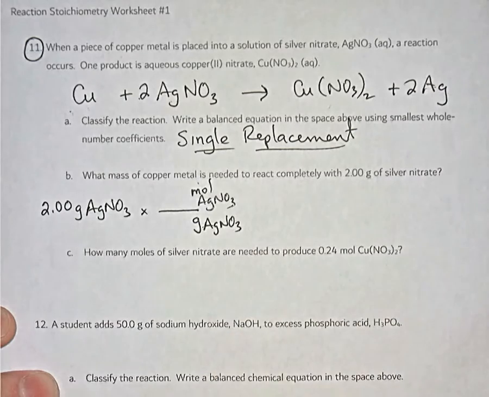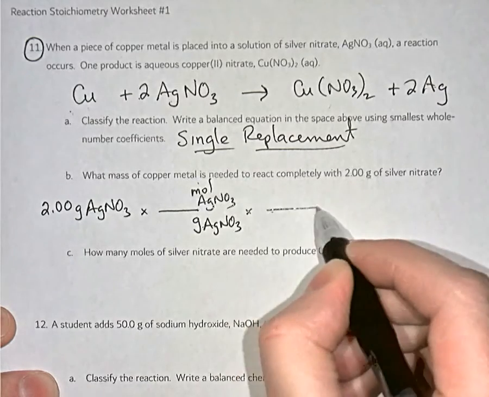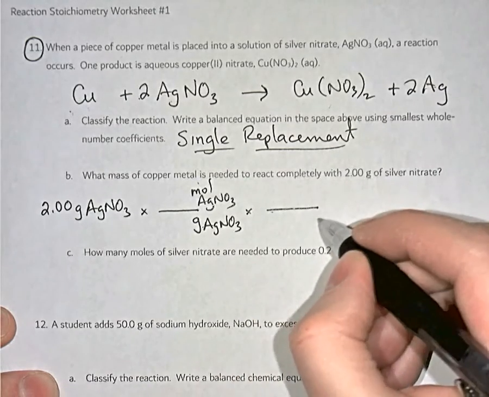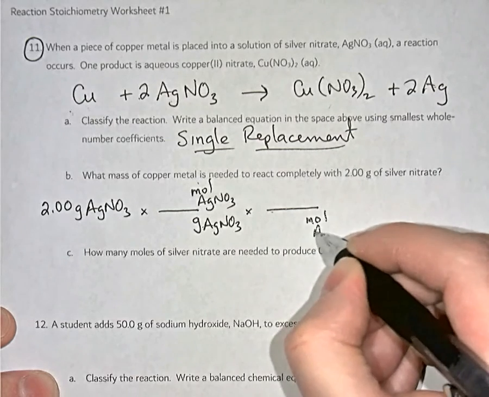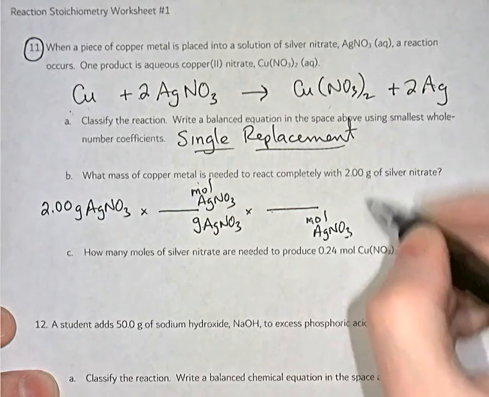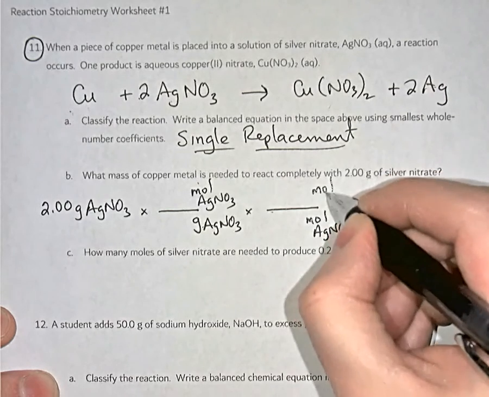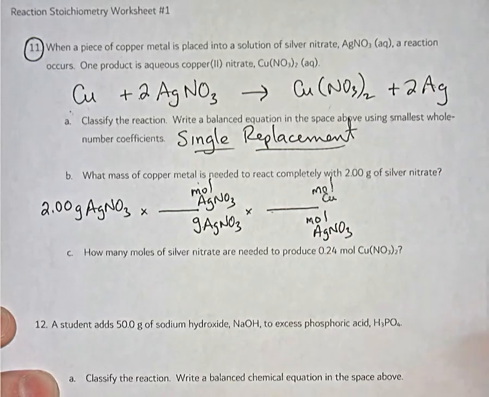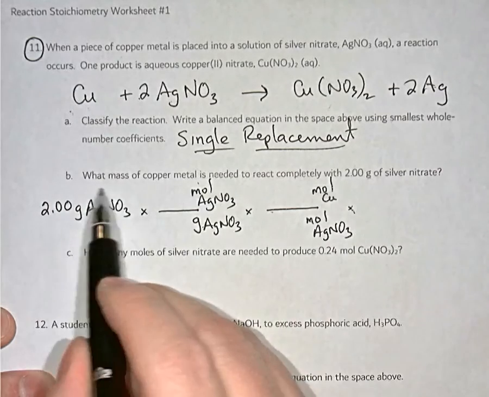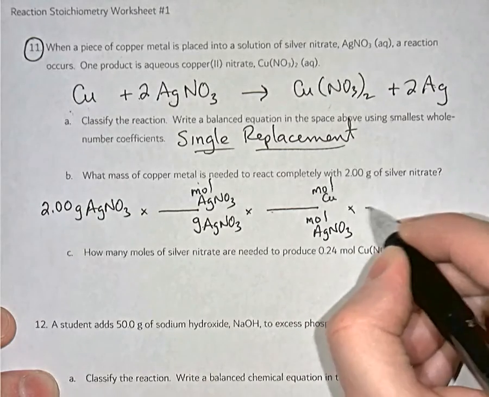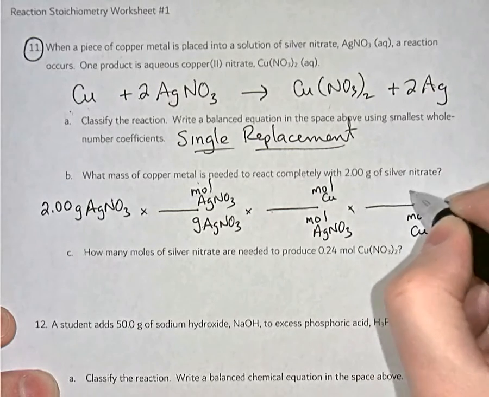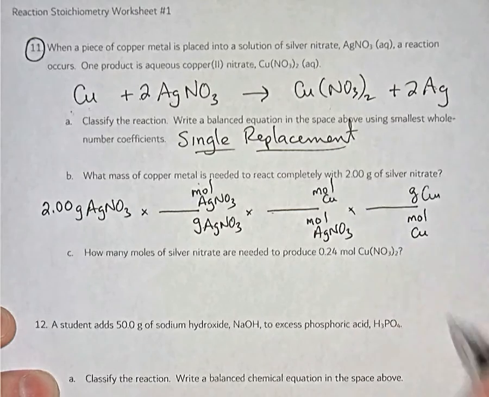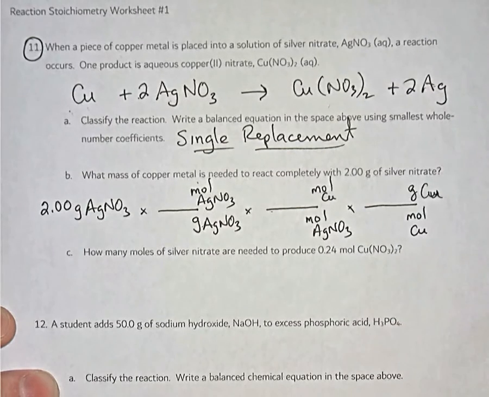Now that I have moles of silver nitrate, I can use the balanced equation's ratios, the stoichiometry, to switch the moles of silver nitrate into moles of copper. If that's what we wanted to know, then we're done. But it actually asked me for the grams, the mass of copper. So with one more multiplier, switch your moles of copper to grams of copper, and you're done.